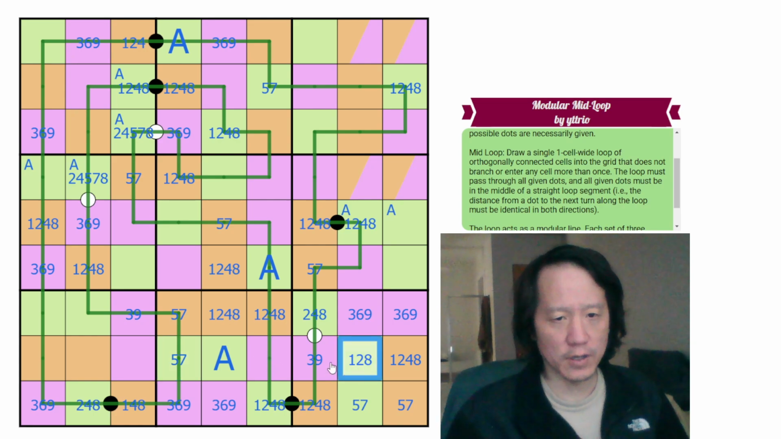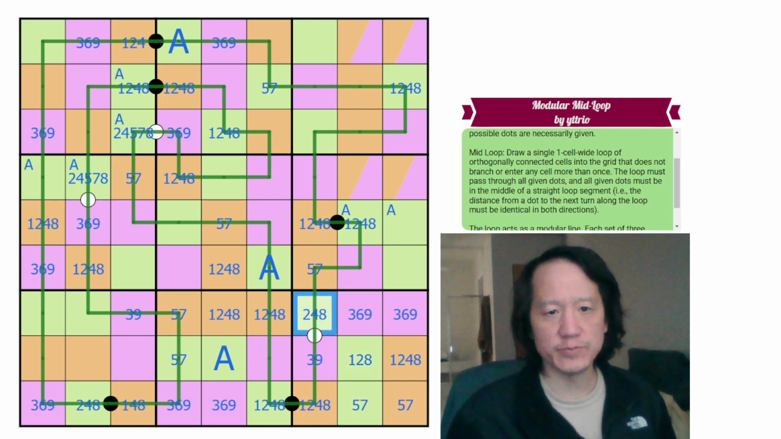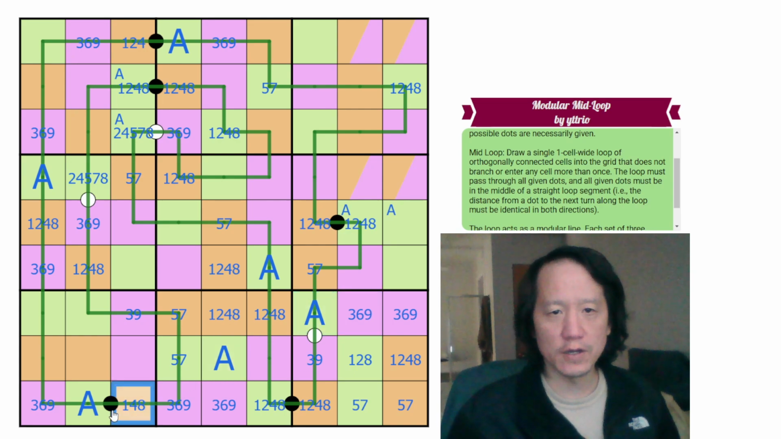This can't be A. This is 5 or 7. This is 5 or 7. So therefore, this has to be A, which makes this A also. So this cannot be A. Therefore, this is an A. We have A, A, A. These can't be A's.